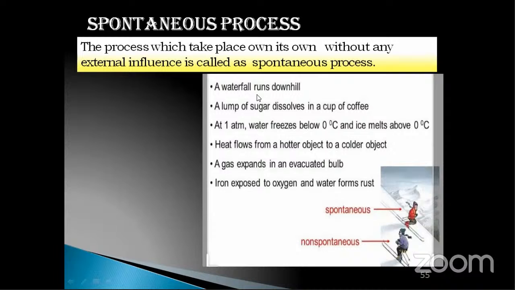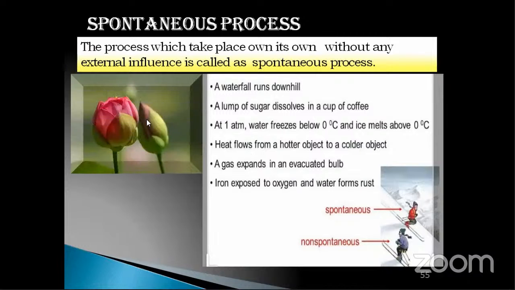Means all these are the spontaneous processes. A gas expands in evacuated tube. Iron exposed to oxygen and water forms rust. म्हणजेच पावसाळ्यामध्ये लोखंडाच्या वस्तू गंजतात. या सगळ्या रिएक्शन किंवा हे सगळे एक्झाम्पल्स आपल्याला काय सांगतात तर या सगळ्या रिएक्शन्स कशा आहेत स्पॉन्टेनियस आहेत. विदाउट any external influence, the process when it takes place on its own, such a process is known as spontaneous process.